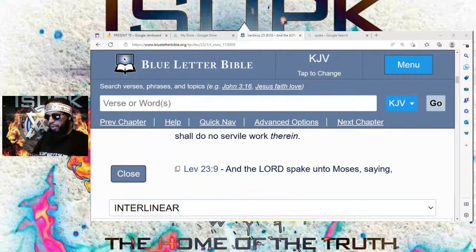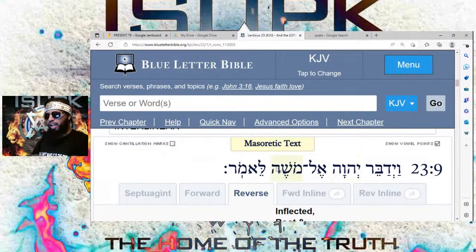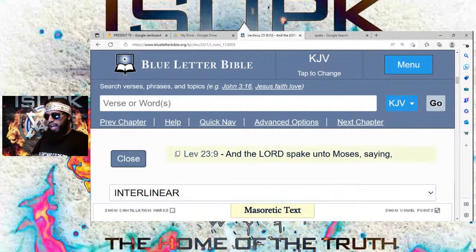And also another point, when we scroll down, when it says Wayedabber Yahweh el Moshe lemor, you see how the verb is conjugated technically, but you see how lemor, all right, when you look at it, saying in the English, right? So if I highlight this saying, what tense is that in? What tense is saying in?